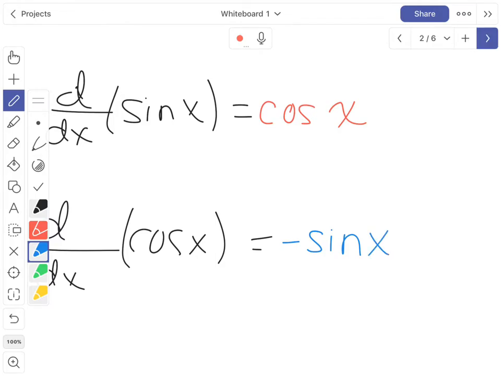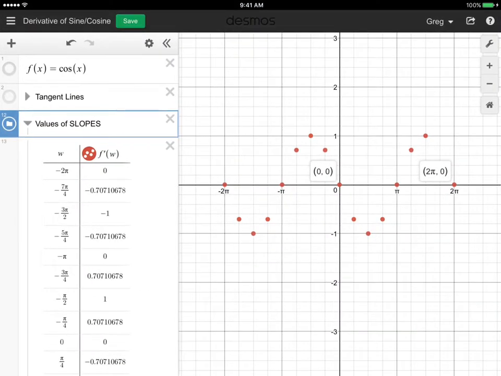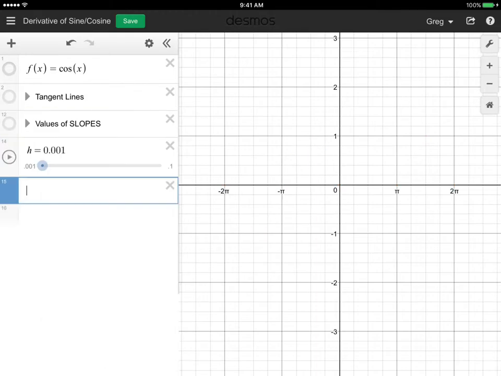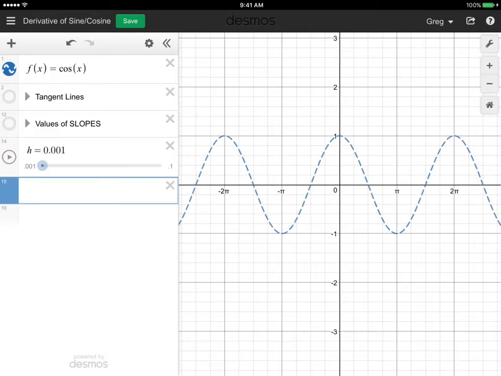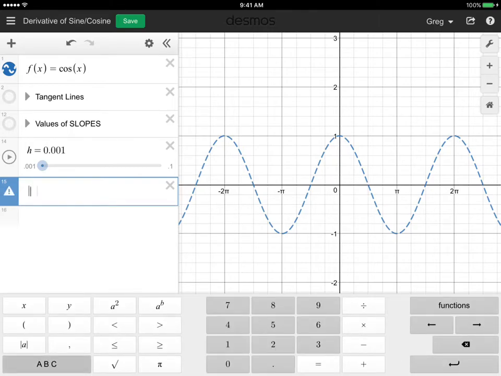Now we can do a quick little proof for cosine once we know the derivative of sine. The idea I'm starting with is that we can redefine cosine. We know cosine is just sine shifted a little bit to the left. So if I come back to this and turn a bunch of this off, we can see that we already have cosine plotted. We'll turn cosine on. I'm going to put on another function, we'll just do the sine of x.